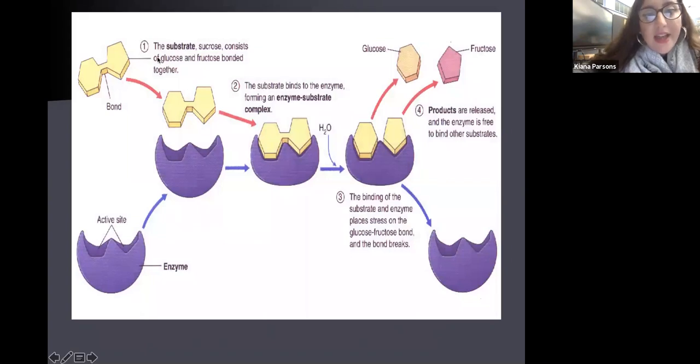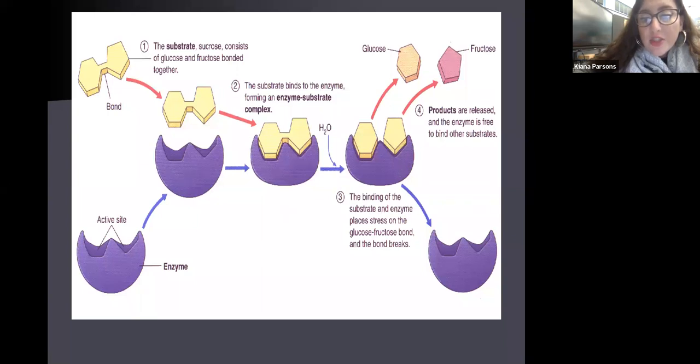So you can see here, the substrate, sucrose, consists of a glucose and a fructose bonded together. So down here is the enzyme with its active site, and you can see the active site of that enzyme matches precisely to this molecule, the substrate of sucrose, which is glucose and fructose, two monosaccharides bonded together. So the enzyme and the substrate meet, the substrate binds to the enzyme, forming an enzyme substrate complex. Water is produced as a byproduct of this reaction.